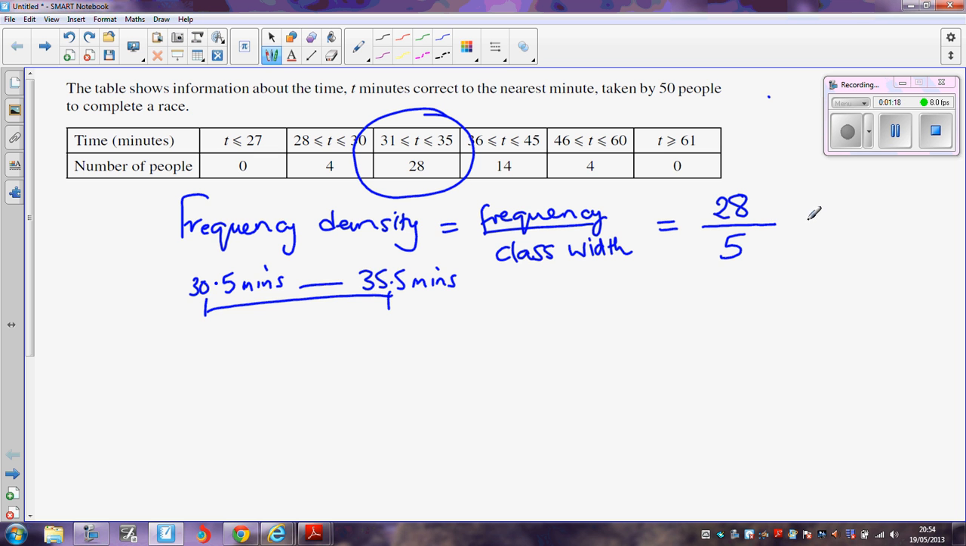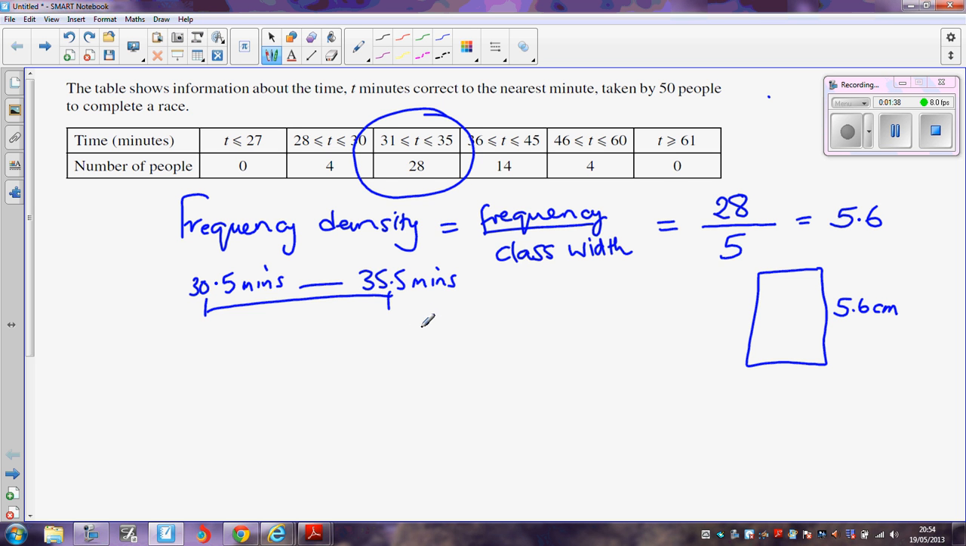So the frequency density is 28 divided by 5, which comes out as 5.6. And we're actually told that the height of the rectangle that represents that group is exactly 5.6 centimeters. So the scale on that vertical axis is just 1 centimeter to 1 unit on the frequency density axis.